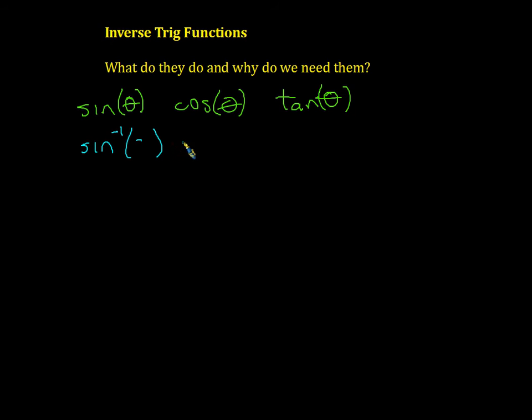I'm going to save what that is till later. Or we could have cosine to the -1 of something, or tangent to the -1 of something. These are known as inverse trig functions: inverse sine, inverse cosine, inverse tan. And what we put in there will make more sense if I show you in an example. So we're going to start off with an example problem.